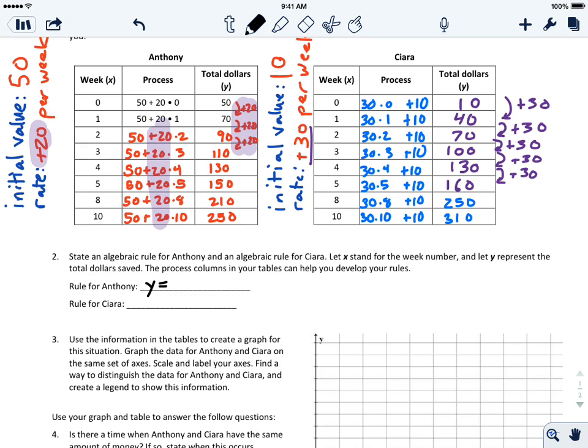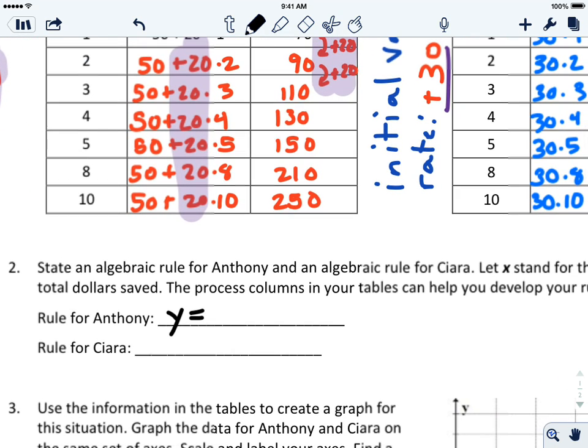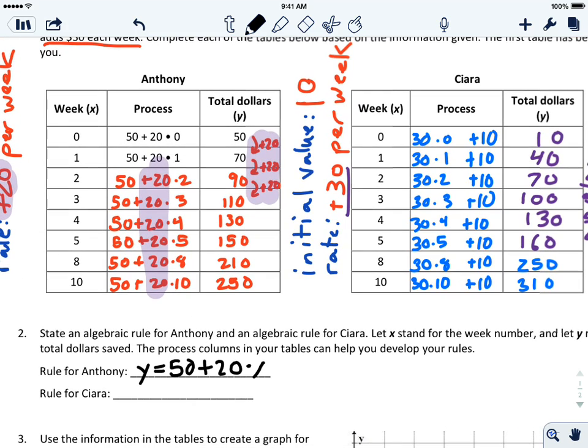So I know for Anthony it's going to be y equals, I'm looking at my process column. It sure looks like I have this 50 in every single row, then plus 20 times, and then I'm multiplying it by the x value. And I can tell that because the thing that's changing in my process column happens to be the x value for each one of these rows. And I'll get rid of that so it looks a little bit cleaner.